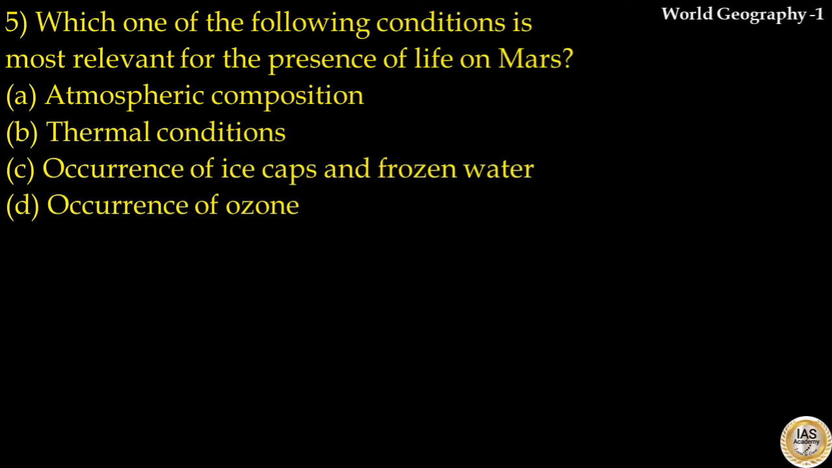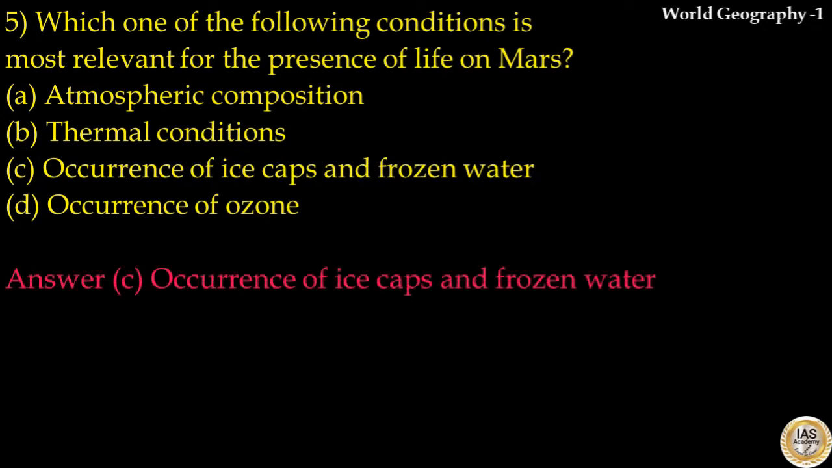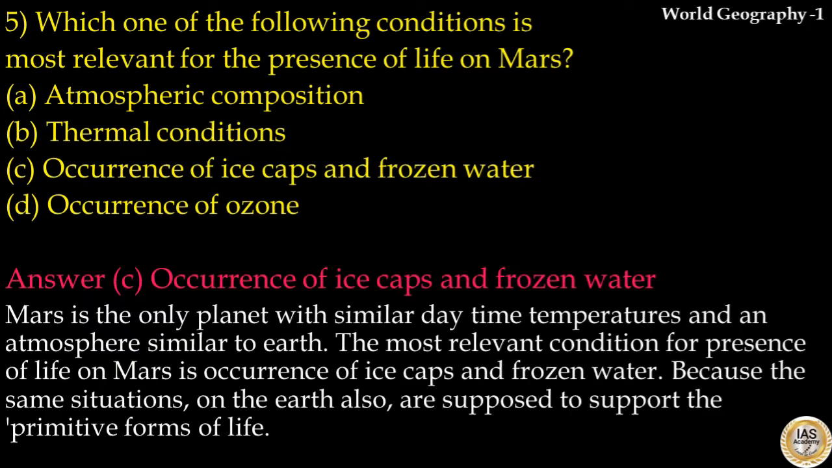Question number 5. Which one of the following condition is most relevant for the presence of life on Mars? Option A atmospheric composition, option B thermal conditions, option C occurrence of ice caps and frozen water, option D occurrence of ozone. The answer to this question is option C occurrence of ice caps and frozen water.